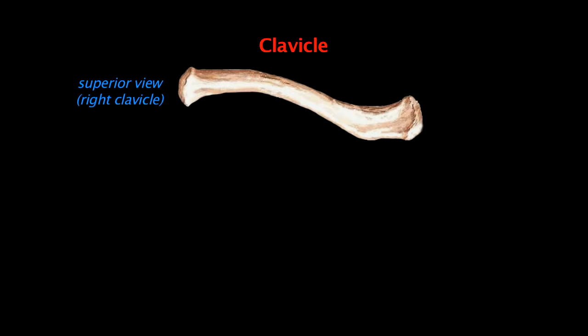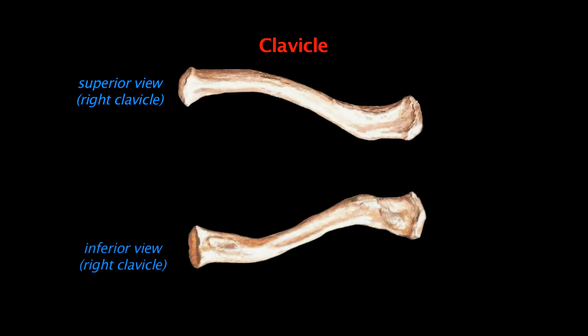A more detailed view of the clavicle shows some important features, including this one shown here, the conoid tubercle. The conoid tubercle is located near the acromial end and comes off the posterior edge of the clavicle. Knowing this, you can determine if you're dealing with the left or the right clavicle.